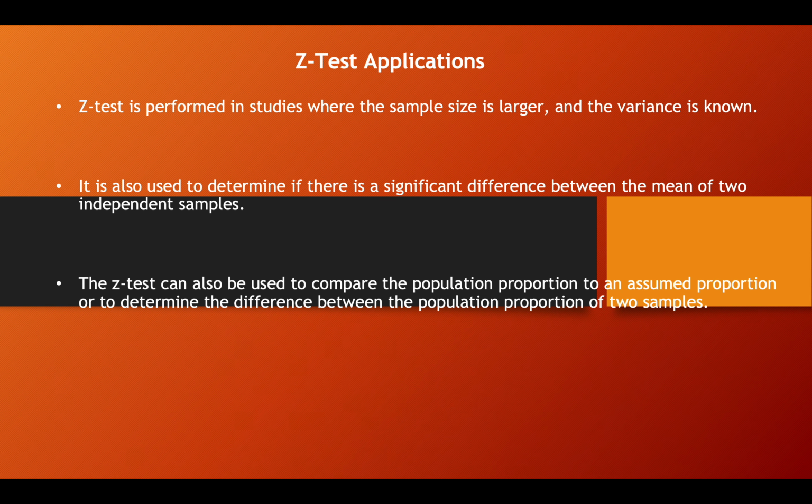And now we talk about some of the applications of the z-test. The z-test is performed in studies where the sample size is large and the variance is known. It is also used to determine if there is a significant difference between the means of two independent samples. Thirdly, the z-test can also be used to compare the population proportion to an assumed proportion or to determine the difference between the population proportions of two samples.